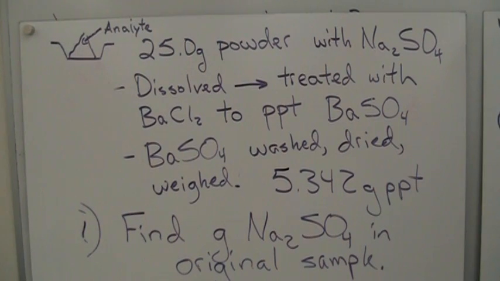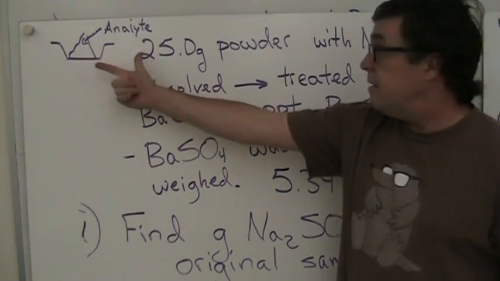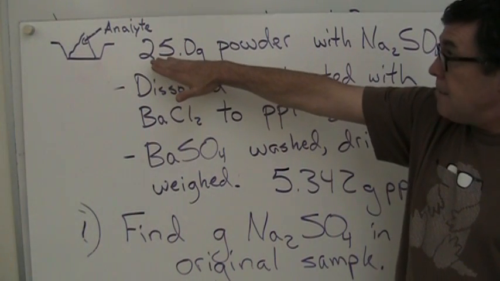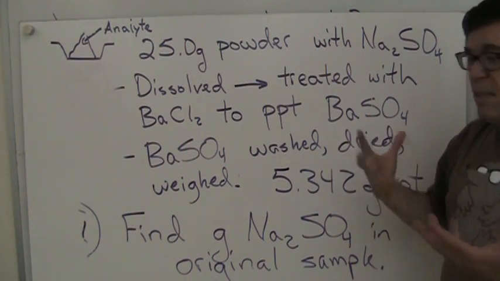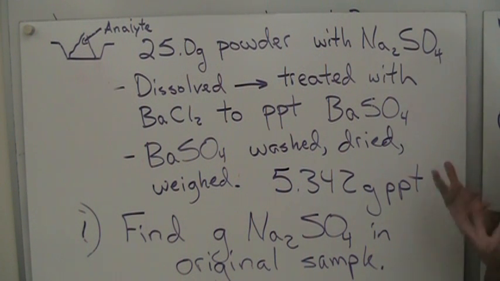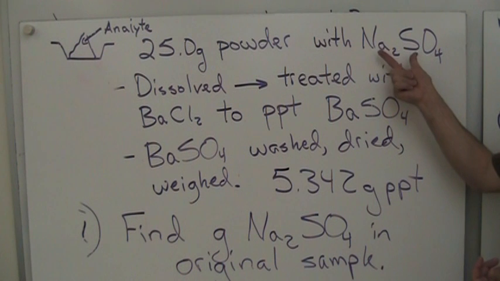So here's an example of a problem. We have an analyte, a sample. The total mass of this sample is 25 grams. It's just some kind of white powder, a mixture of things. We know that one of the compounds in that powder that we're interested in is sodium sulfate.